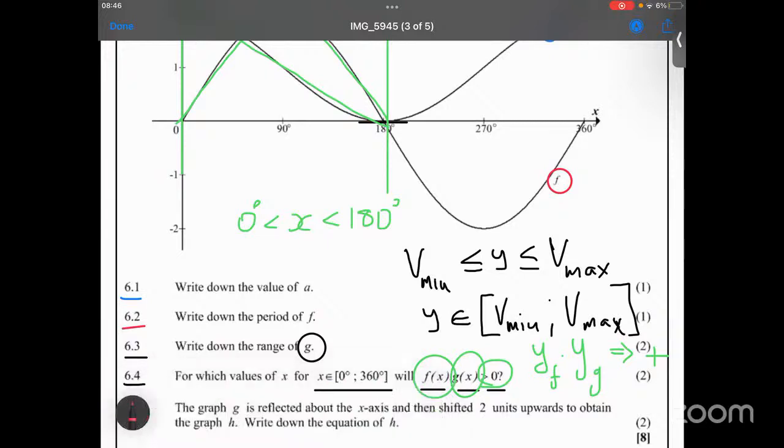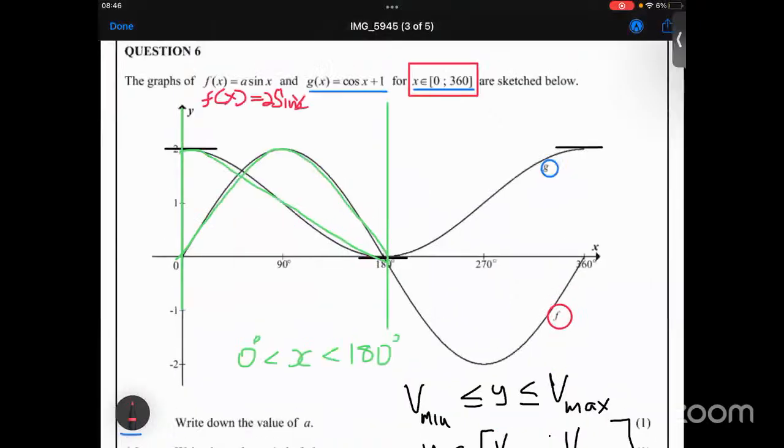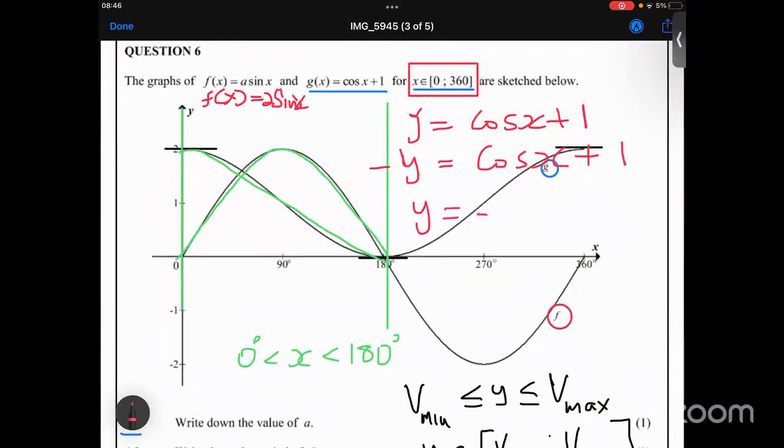But quickly, the graph of g is reflected about the x-axis. Let's quickly reflect it. The graph of g, remember, is the one for cos: y equals 2 cos x plus 1. When you reflect it, I said y becomes negative, and then with y becoming negative, it means you have to divide by negative 1. So that means it becomes y equals negative cos x minus 1. The negative does not only affect the position of a, because here you've got two terms, so you divide both terms, that's why they become negative.